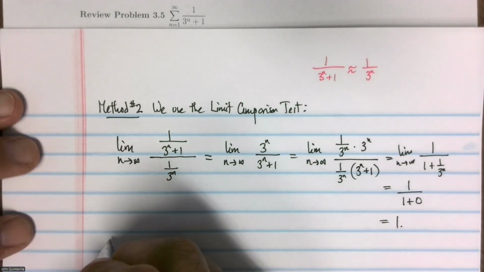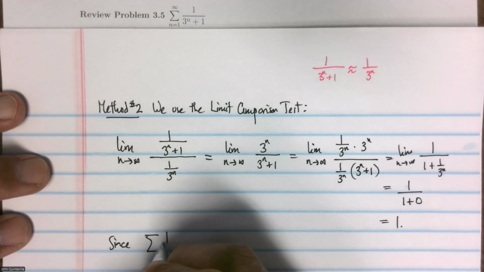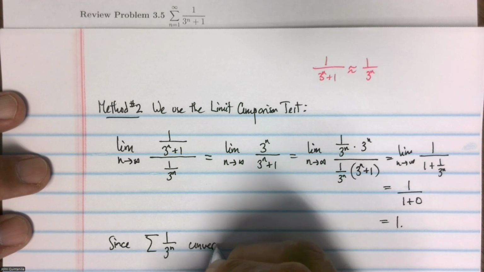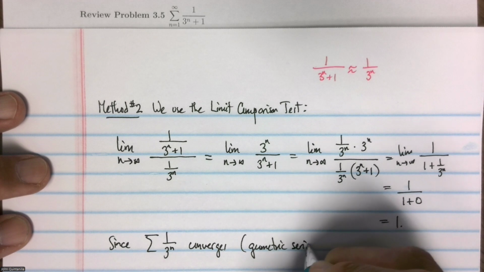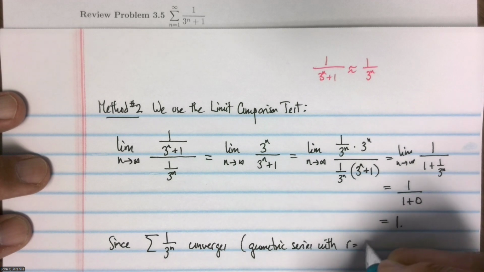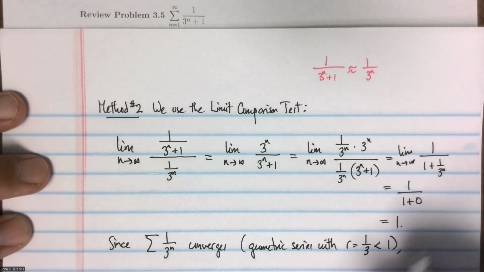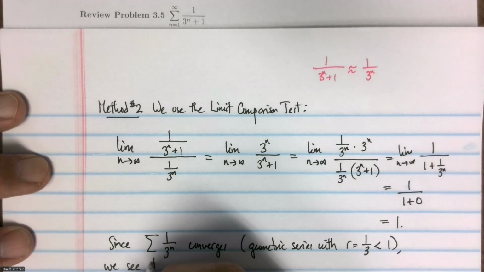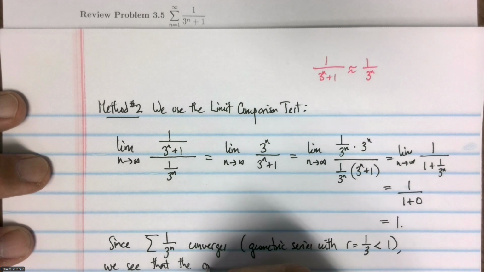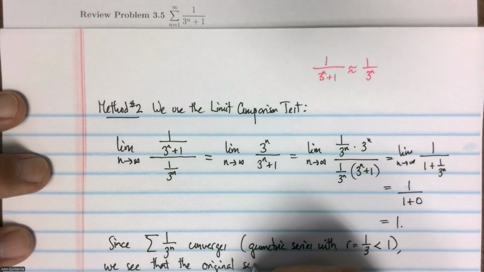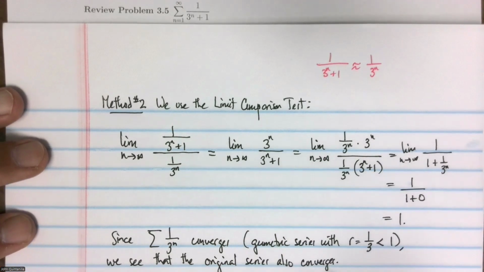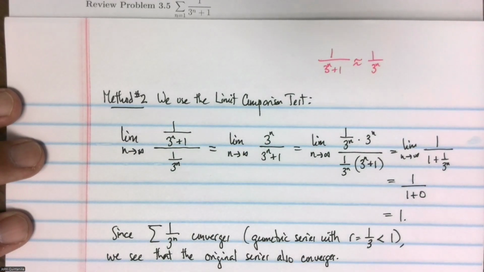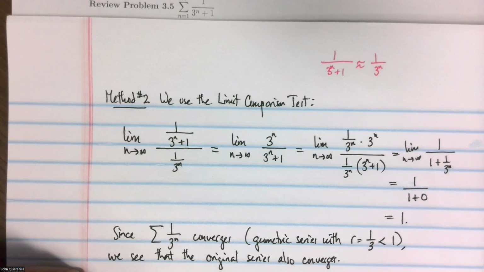And therefore, since the summation of 1 over 3 to the n converges, and the reason it converges is that it's a geometric series with r equal to 1/3, which is less than 1, we see that the original series also converges. And it converges because of the limit comparison test. Okay, so that is a second way of going about solving this problem using the limit comparison test.